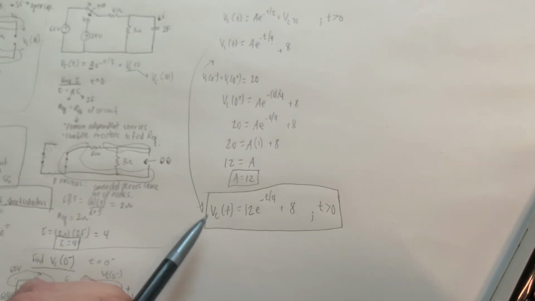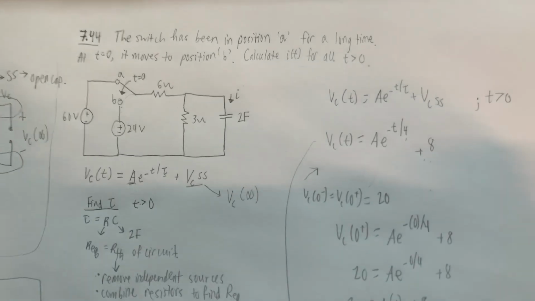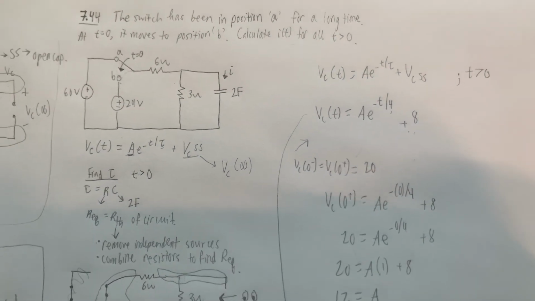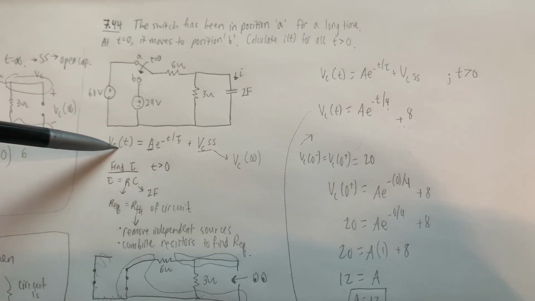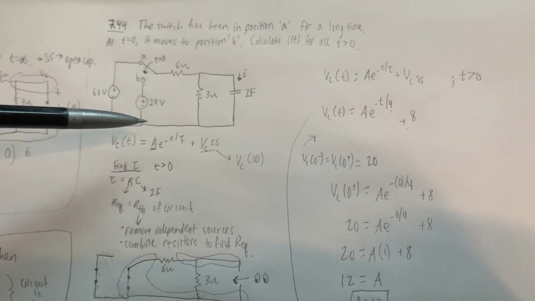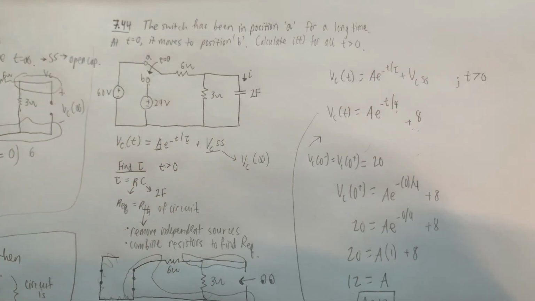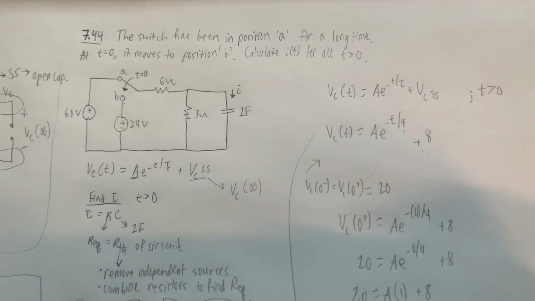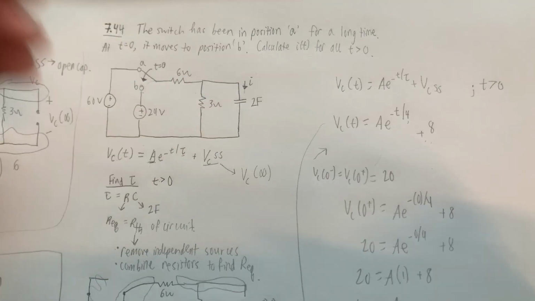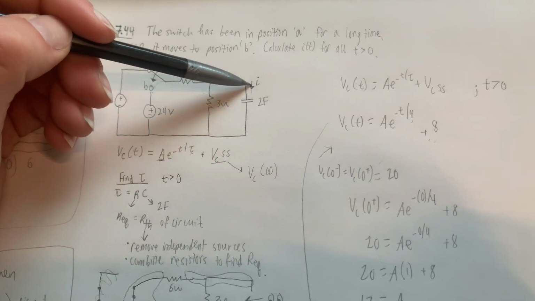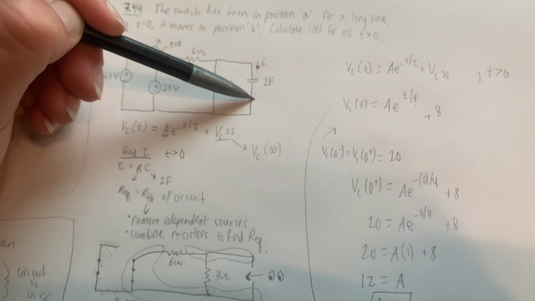Now, we found voltage across the capacitor. Remember I said at the beginning of the video, no matter what the problem statement asked for, the first thing we need to do is find voltage across the capacitor. So we've done that, but what is the problem actually asking? It's asking for I of t, for all t greater than 0. Here, this is what they've designated as I. So I, we see, is the current going through the capacitor.